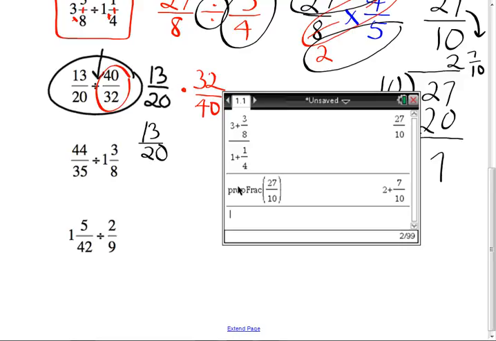13/20ths. Does anybody know what goes into the biggest number you can think of to go into 32 and 40? Well, let's do it this way. What times what is 32? 8 times 4. What times what is 40? These are all times signs. 4 times 10, or what's another one? 8 times. What times does 8 go into 40? He's right, 5. 8 times 5.